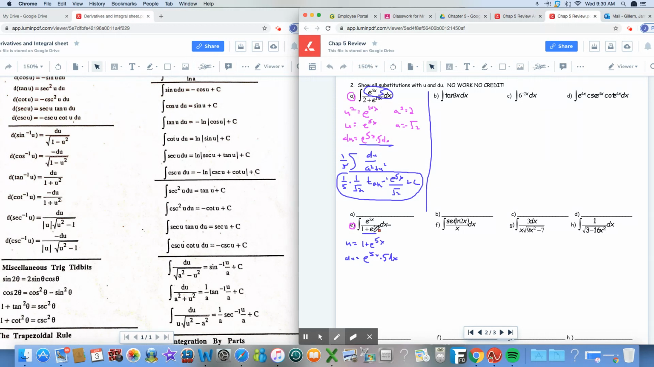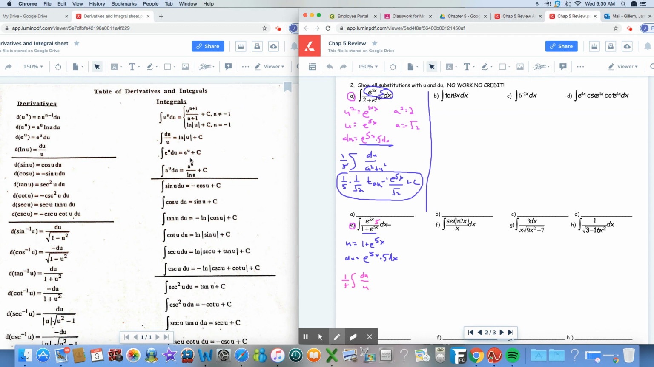dx. All right. So what am I missing here? I am missing a 5. So I get 1/5. What's on top now? Du over u, which the integral of du over u is natural log of u plus c. So it's 1/5 natural log of u, which is 1 plus e to the 5x plus c. And there's your answer right here.